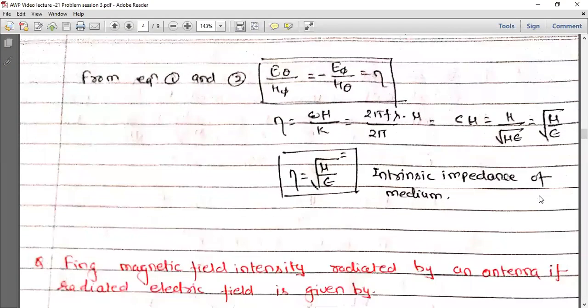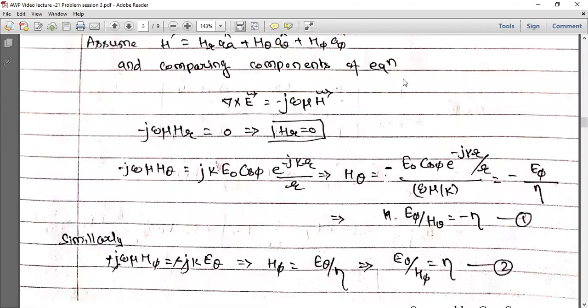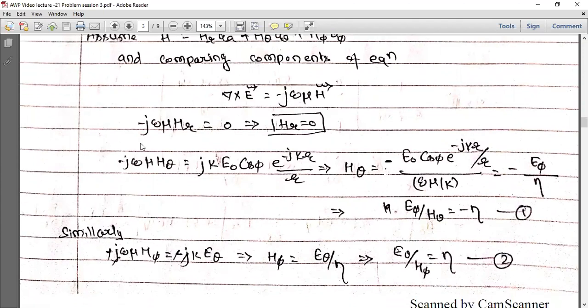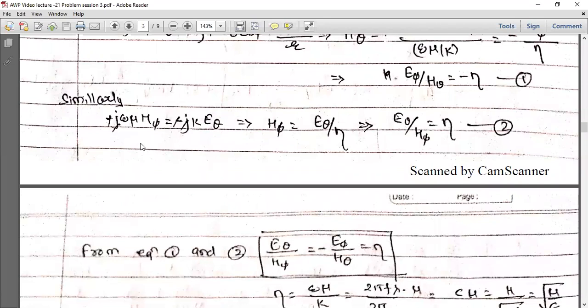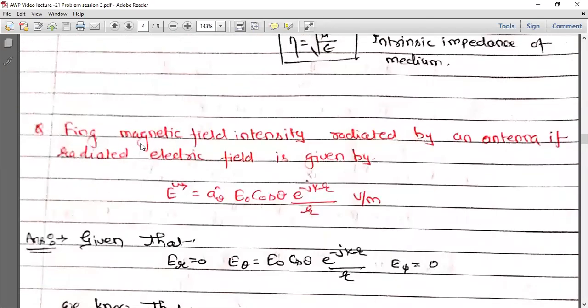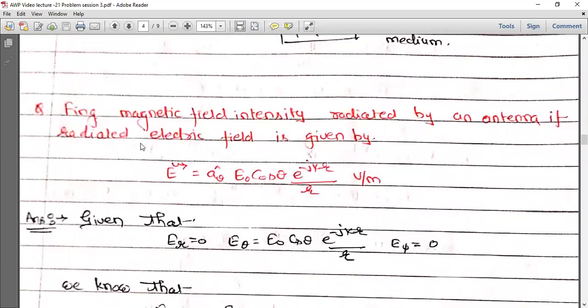So in this manner, we found the magnetic field intensity using the given electric field intensity at any point in the medium, in the source free medium, and then later on we proved that the theta component of electric field and phi component of magnetic field, the ratio of E theta and H phi is equal to the ratio of minus E phi to H theta, and both these ratios are constant. That constant value is given by eta, the intrinsic impedance of the medium. Okay, so that's how we come to the solution of the second question.